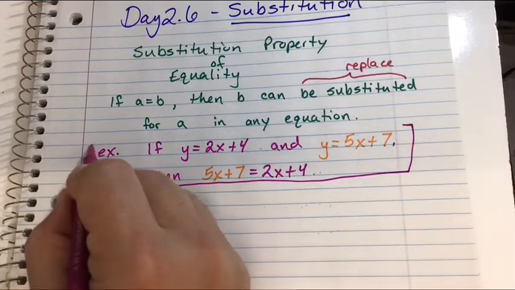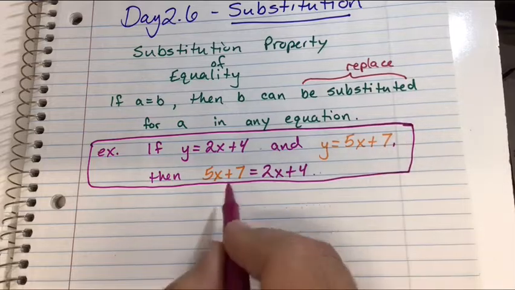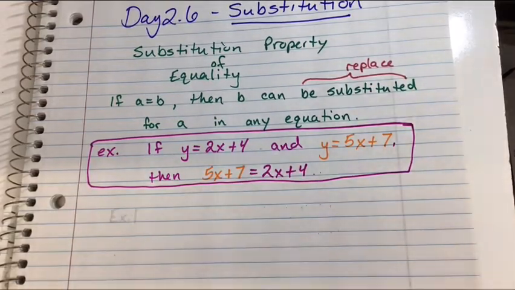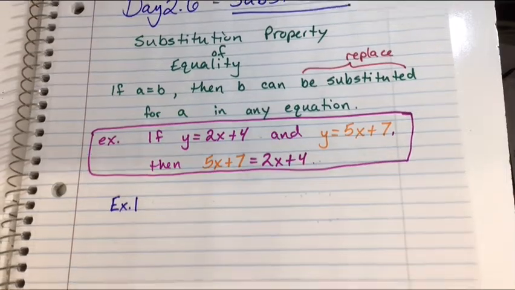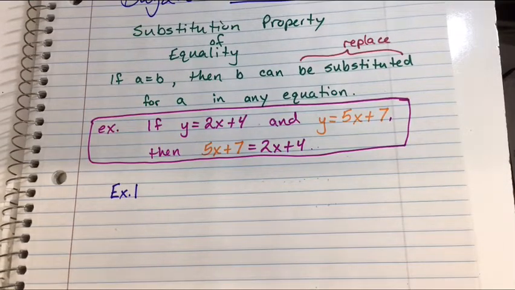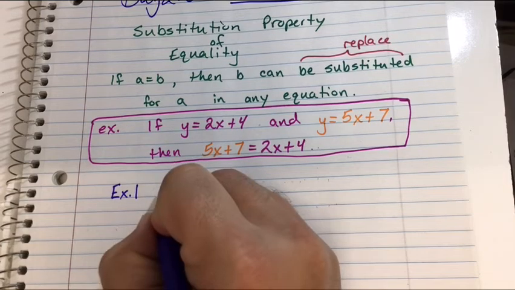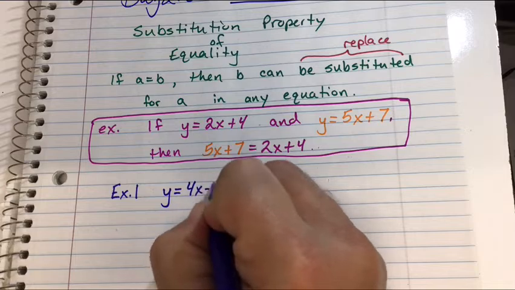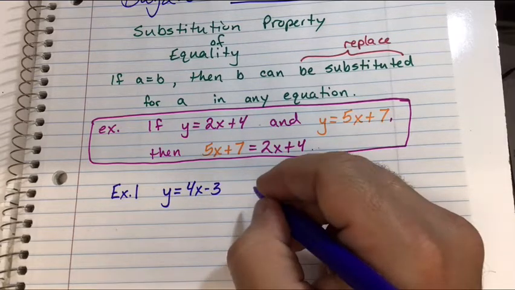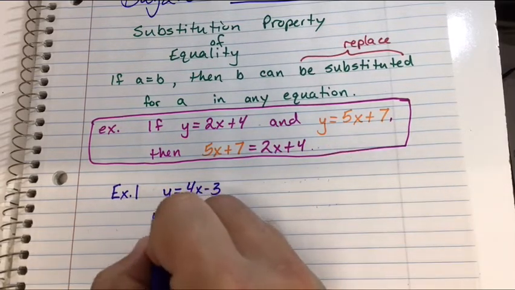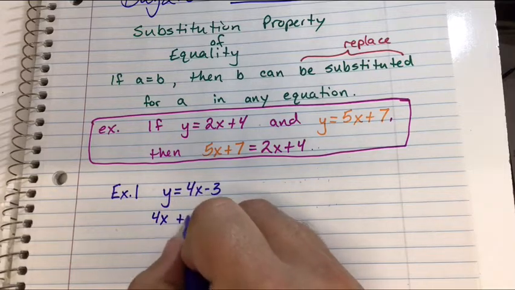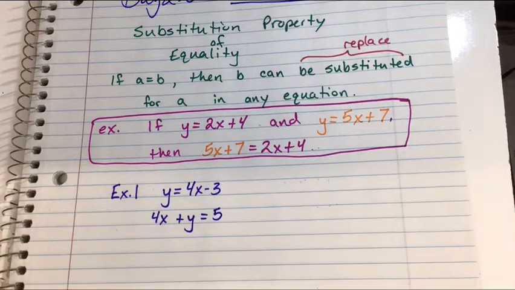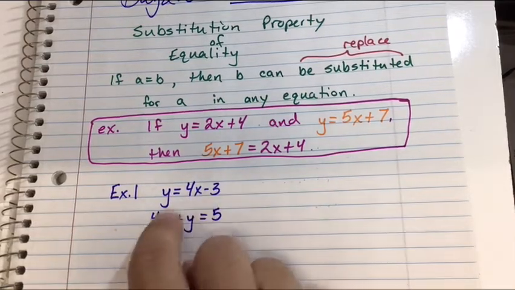Well, once we do that in a system of equations, now I have an equation that only has one variable in it. We can solve that equation for that variable. So we're going to actually do an example of a system of equations that uses substitution. All right, so I'm going to write your system like this. First equation is y equals 4x minus 3. And your other equation is 4x plus y equals 5. So we've got a system of two different equations, both using the same x and y values.